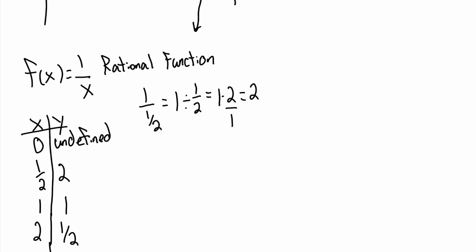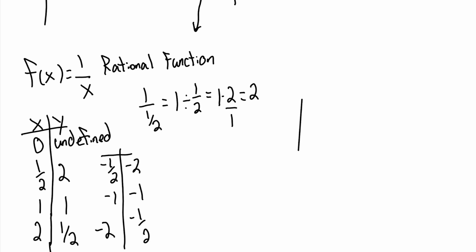And the negative counterparts to these will be the same thing, except negative, right? So negative 1/2 will be negative 2. Negative 1 will be negative 1. And negative 2 will be negative 1/2. So we're still going to need to think about this one a little bit, which is namely what's happening when these numbers get large or when they get really close to 0.